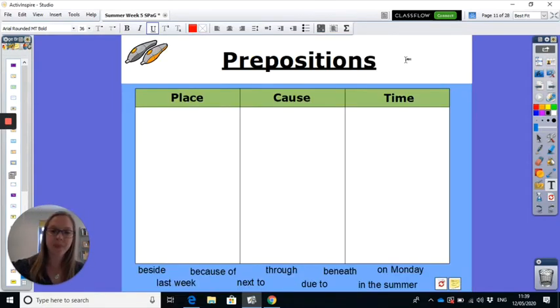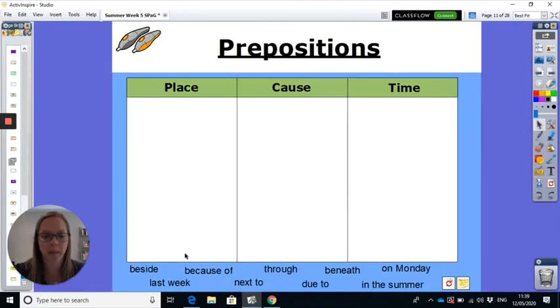Okay, so let's have a look at some, and we're going to sort them into place, cause, or time. So remember, place is where something is, cause is how one thing affects another, and time is when something happened. Okay, so beside, and often I think it helps if you put this into a sentence. So my cup was beside my computer. Is that cause, time, or place? It's place.